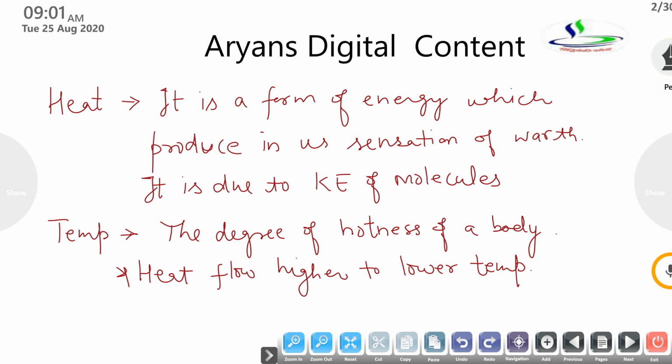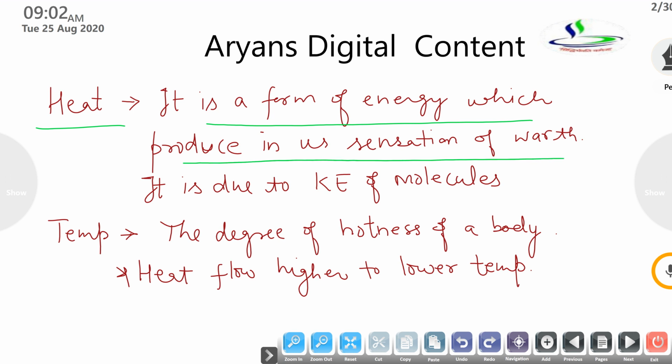So let's start our chapter. First is heat. What do we mean by heat? As we know, heat is a type of energy. It is a form of energy which produces in us a sensation of warmth. यानी कि अगर आपकी ऑब्जेक्ट हीट अप है then it will feel like a warmth sensation. It is due to the kinetic energy of the molecules, meaning it is due to the thermal energy which we give to an object, because thermal energy always produces kinetic energy in the molecules.